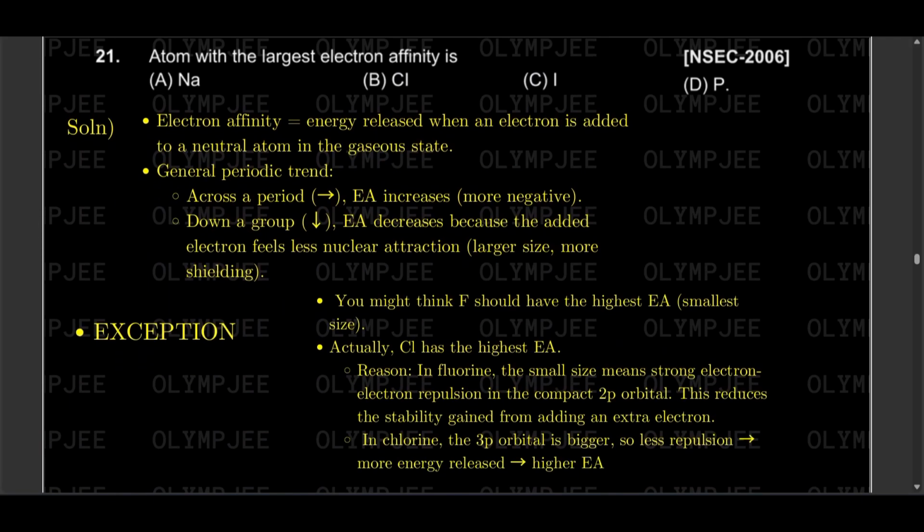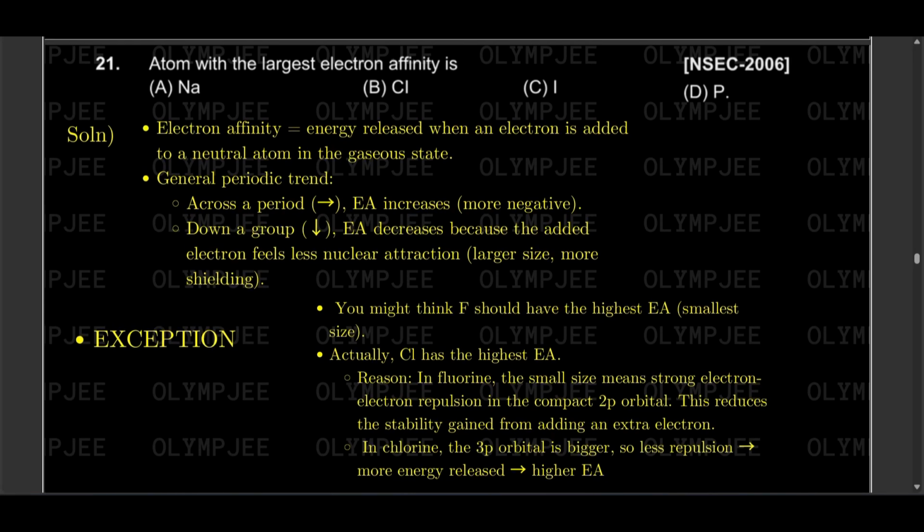21st question says that the atom with the largest electron affinity is... So we already discussed that chlorine has more electron affinity than fluorine, and it is also the element with the largest negative electron affinity, because we know that the electron affinity decreases down the group. So the element having the most electron affinity should be at the top of the periodic table, and also it should be at the right side of the periodic table because it increases across the period when we move towards the right. So it should have been fluorine, but it is chlorine because of the exception that we already discussed.